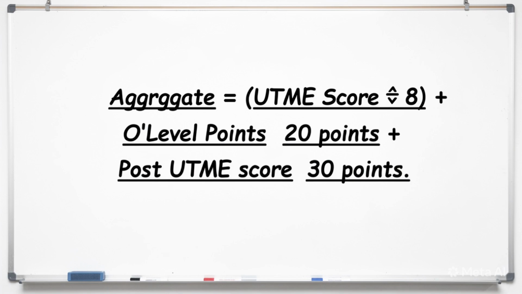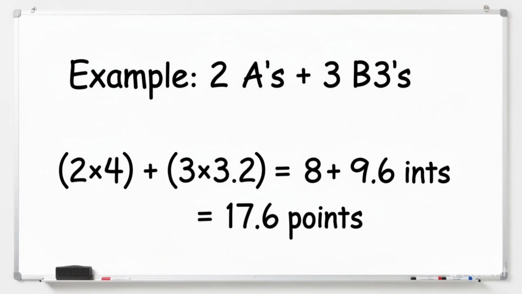The aggregate point is over 100. So UTME is over 50% of it, O-level is over 20 and post-UTME score is over 30. So making it 100%. To calculate your O-level grading point, based on the formula that we said before.